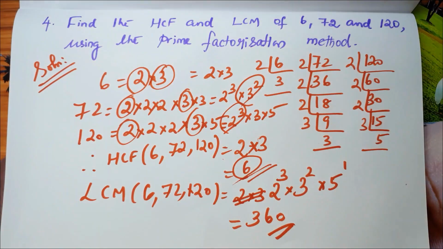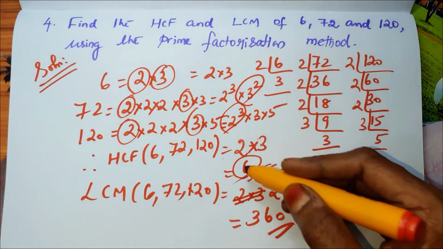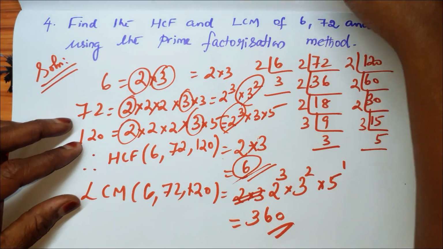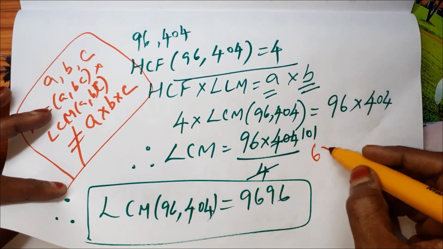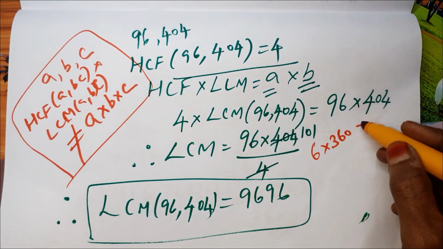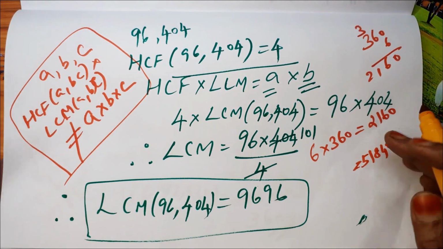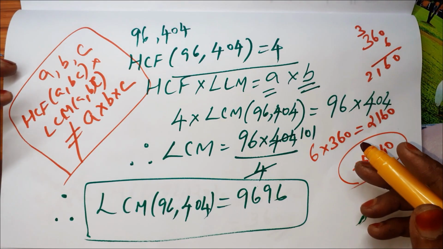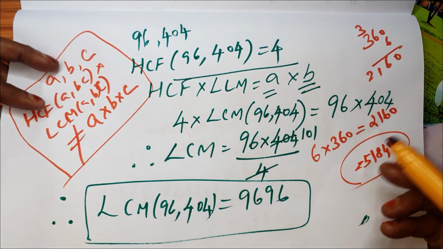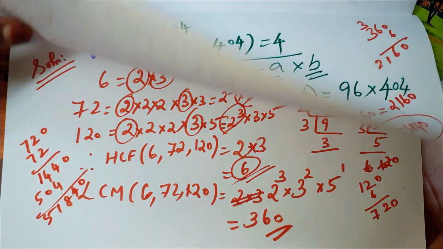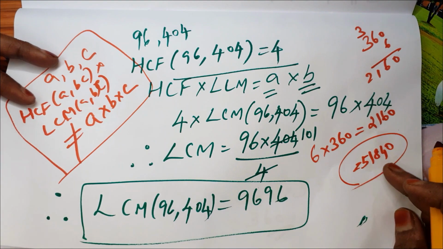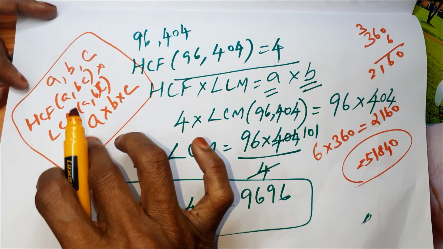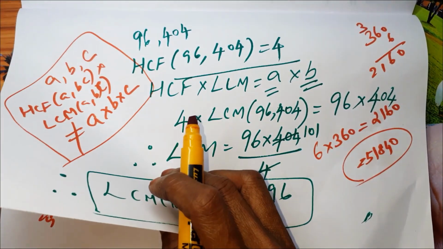For example, in this problem itself, when we multiply these two, what are we getting? 6 into 360, which is equal to 2160. When we multiply the three numbers, the numbers given are 6, 72 and 120, we are getting a 5-digit number, 51840. So this property is not applicable for three numbers.